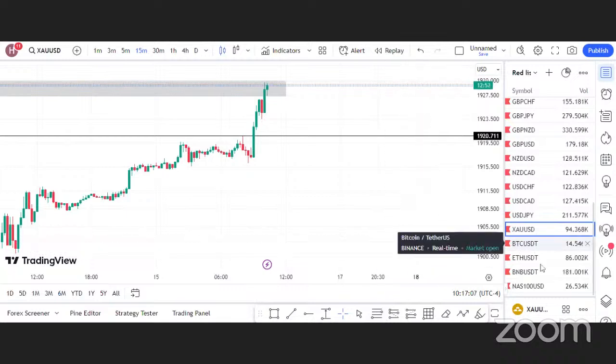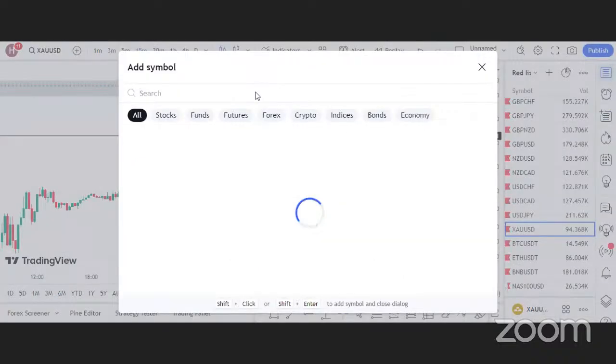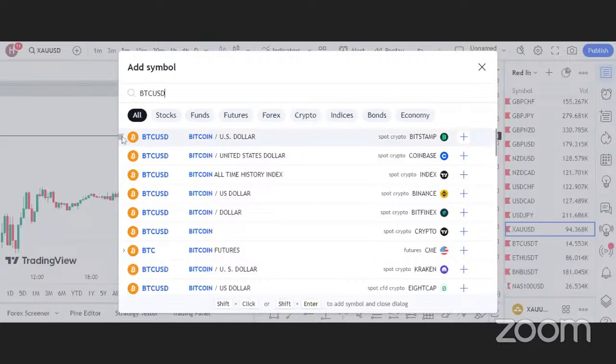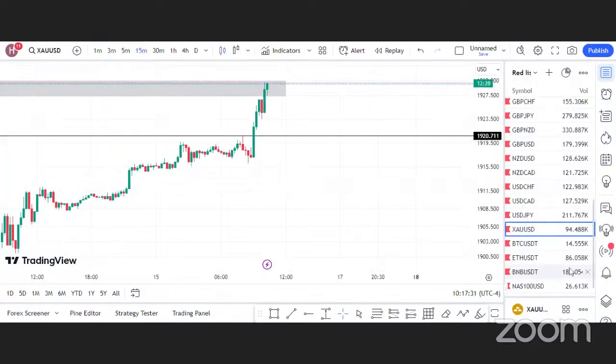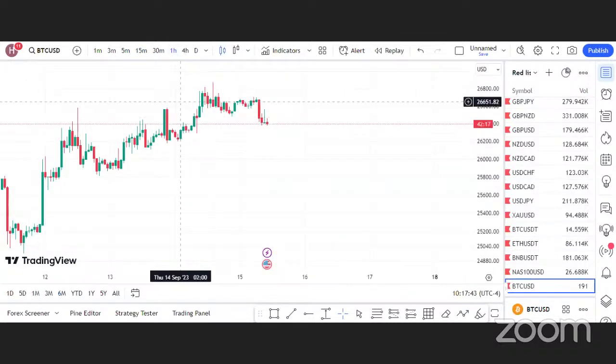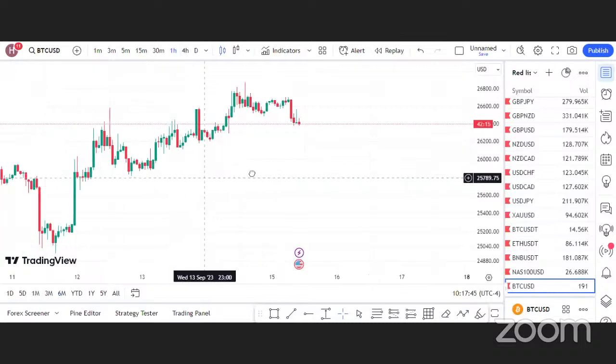So do I have BTC USD here? BTC USD. All right.